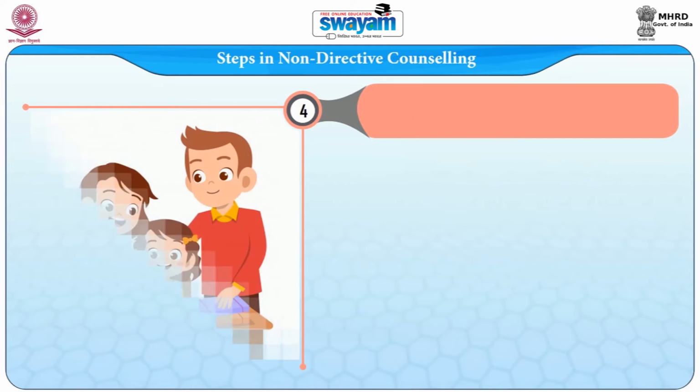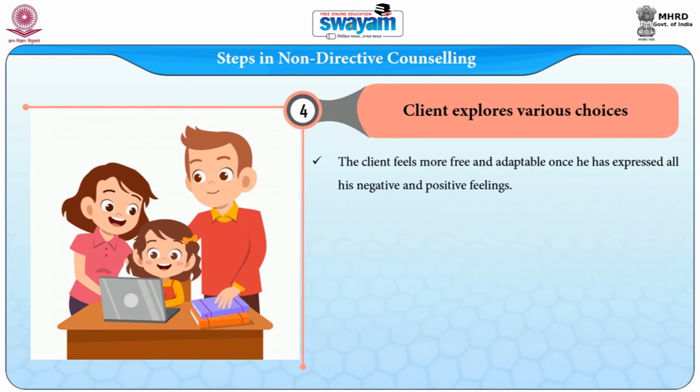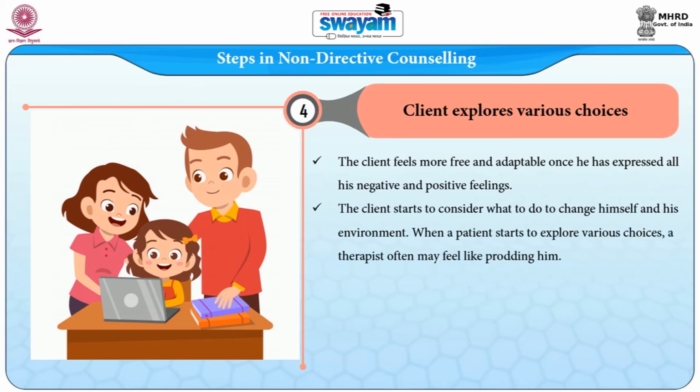Fourth stage, the client explores various choices. The client feels more free and adaptable once he has expressed all his negative and positive feelings. At this point, the client starts to consider what to do to change himself and his environment.